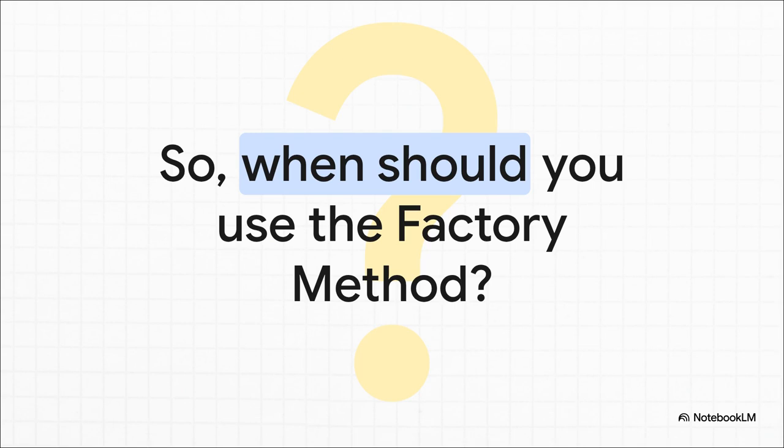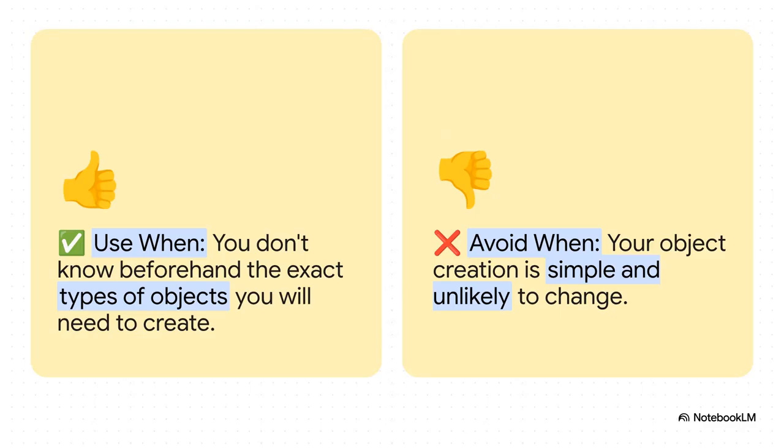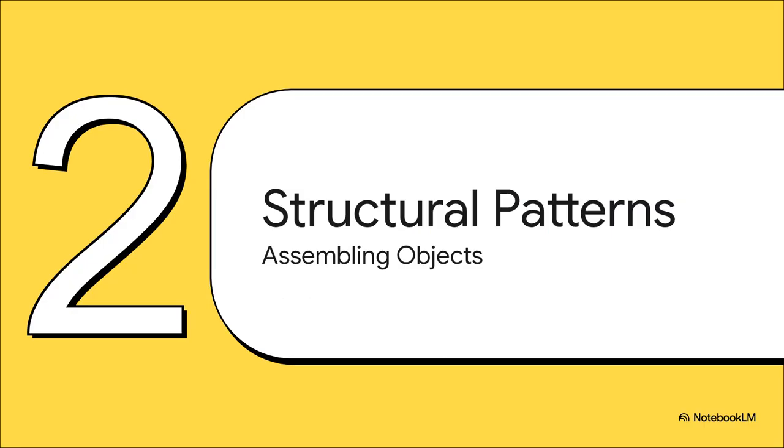Okay, but like any powerful tool, you gotta know when to actually pull it out of the toolbox. It's not for every single situation. So here's the deal. Use the factory method when you need your code to be super flexible, when you don't know ahead of time exactly what kinds of objects you're going to need. But look, if your object creation is simple, like you're only ever going to make one kind of thing and that's never going to change, then this is just over-engineering. Just keep it simple.